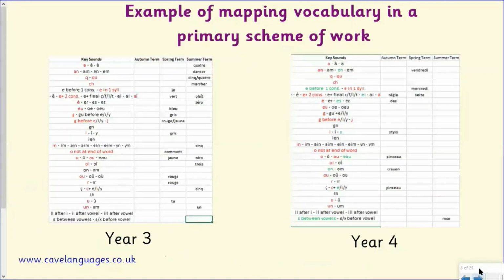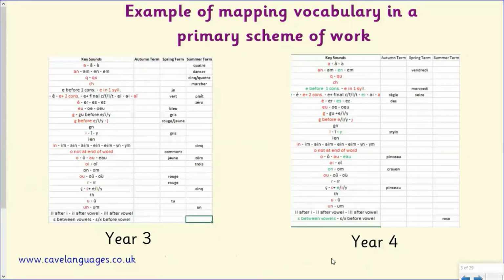Here is an example in the Cave Languages primary scheme of work. So I used it in year 3 first of all. You'll see on the left there are all the graphemes for the 26 key phonemes, and I went through the vocabulary and indicated in each term which of the graphemes they were going to meet.